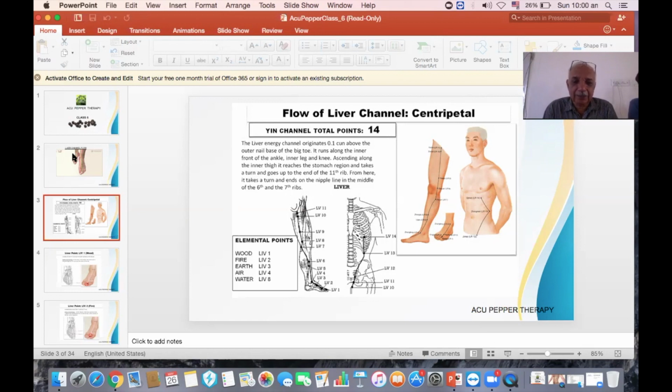So what are the elemental points? Liver 1 is wood, 2 is fire, 3 is earth, 4 is metal, liver 8 water. Liver 4 is a very important point. Liver 8 water.